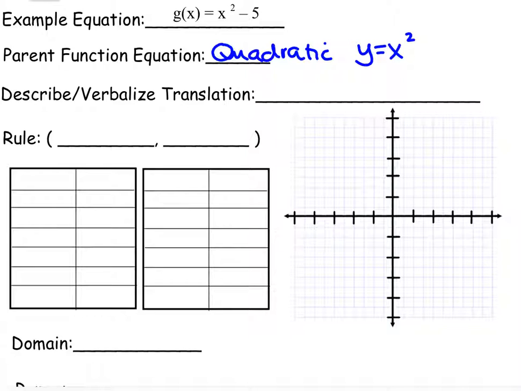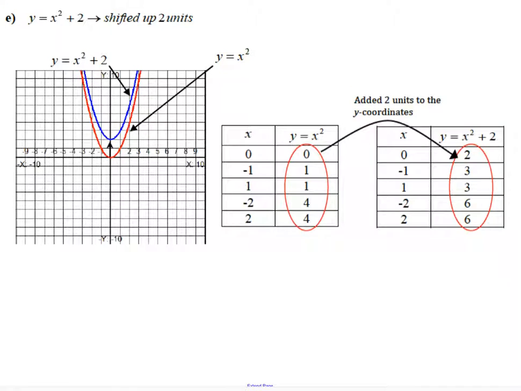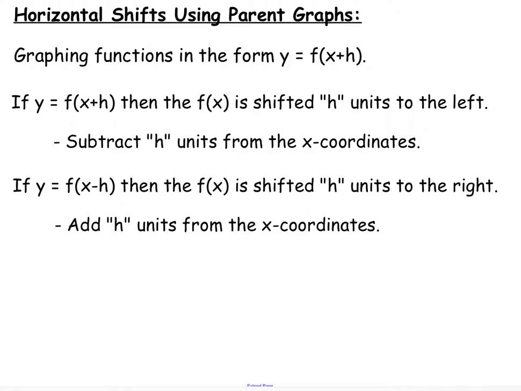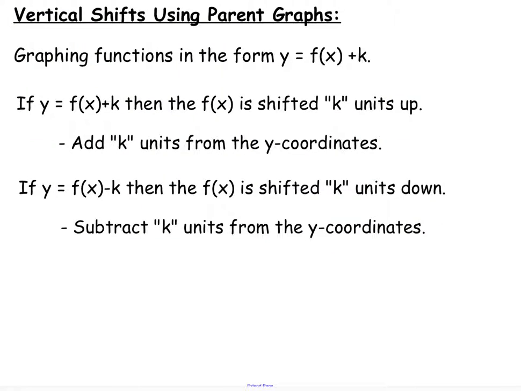The next thing we want to do is identify what is the translation or translations that exist in this problem. So we notice there is a minus 5 outside the function. So if we go back to a previous slide in our notes, when we have a number inside the function, which that's not this one, it's going to be a horizontal shift. What we have instead is a number outside the function, and notice if it's a plus k, it's going to move up, and we add k to all of our y values. If it's a minus k, we're going to shift down and subtract k from the y coordinates.